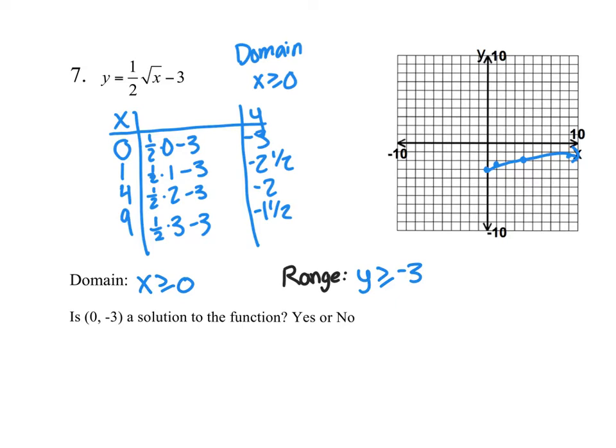The point (0, -3) is a solution to the function because that endpoint is included. I can take the square root of 0, and so if I plug 0 into my function, I get -3 out as my output. It's a point on our line. Now, when we think about the range, if we had a negative a value and our square root function had a different concavity, then we would have a maximum instead of a minimum.